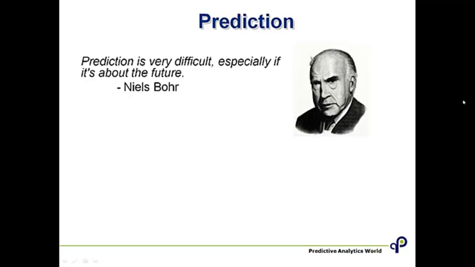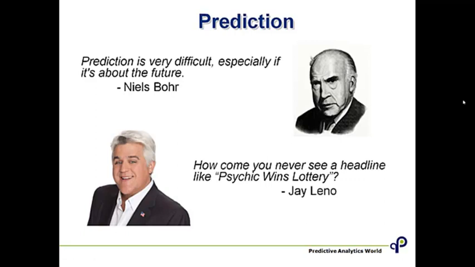So, you know, prediction all sounds well and good. Certainly would be valuable, but isn't it audacious? Isn't prediction impossible? The only thing we're certain of is uncertainty. Niels Bohr, Nobel Prize winning physicist, is quoted as saying, prediction is very difficult, especially if it's about the future. Jay Leno: how come you never see a headline like "Psychic Wins Lottery"?